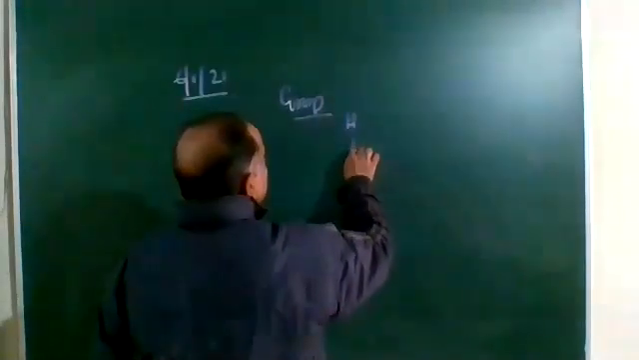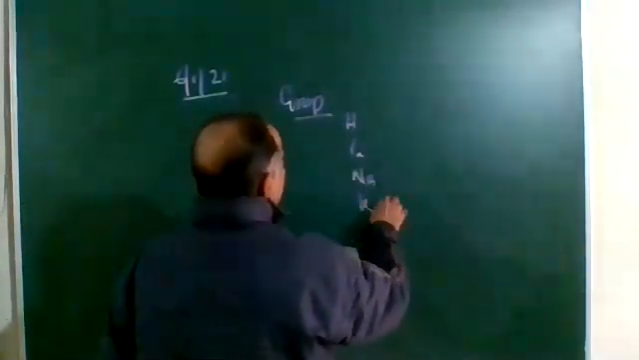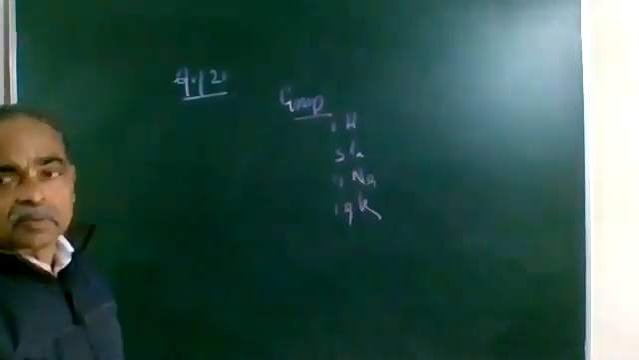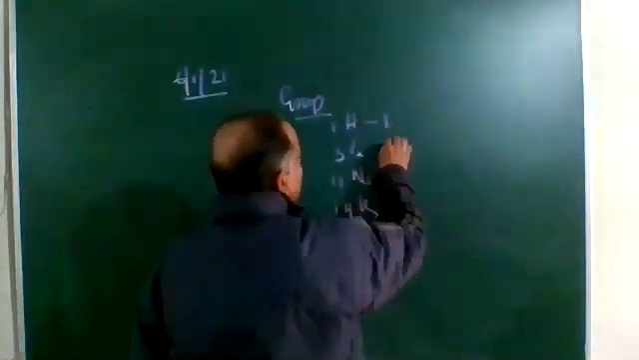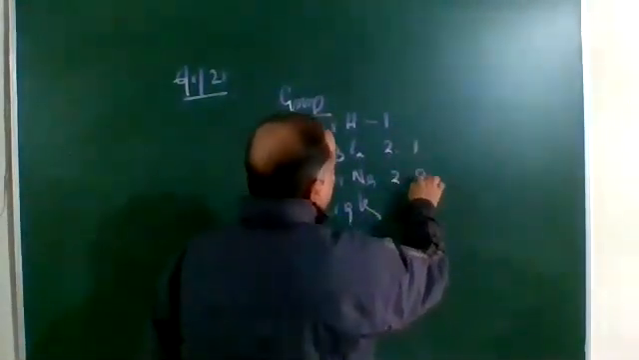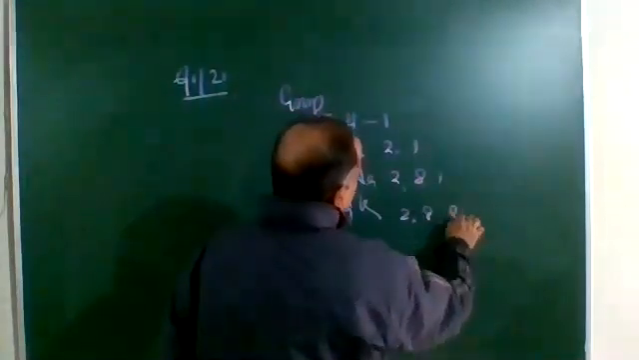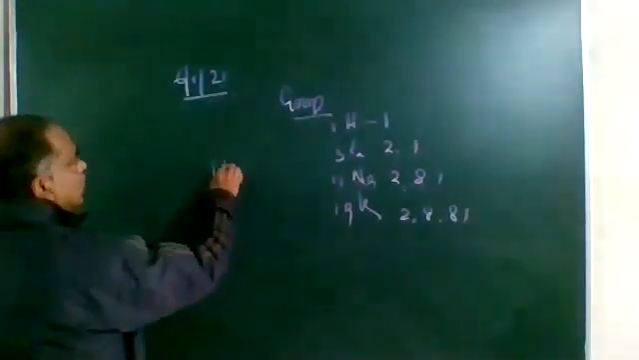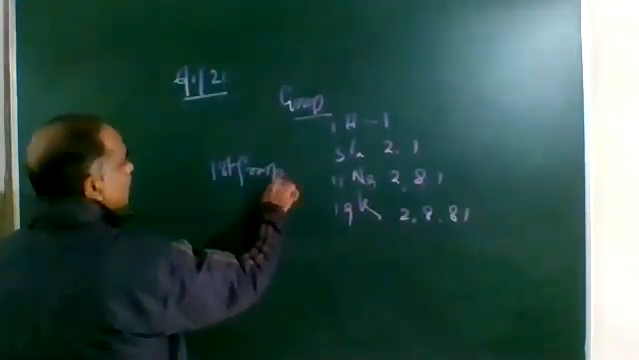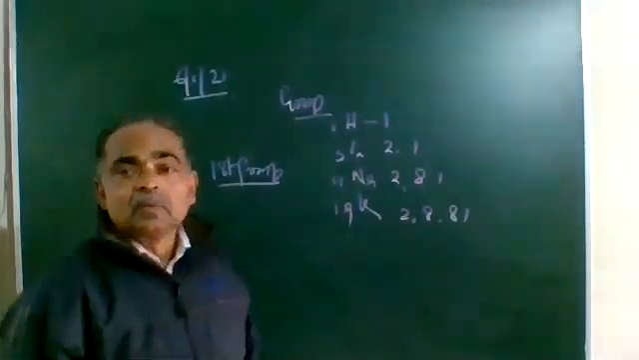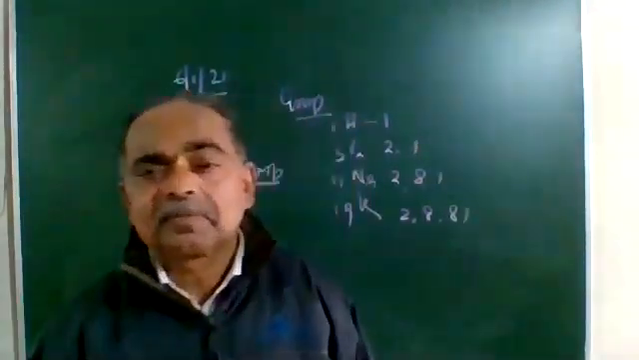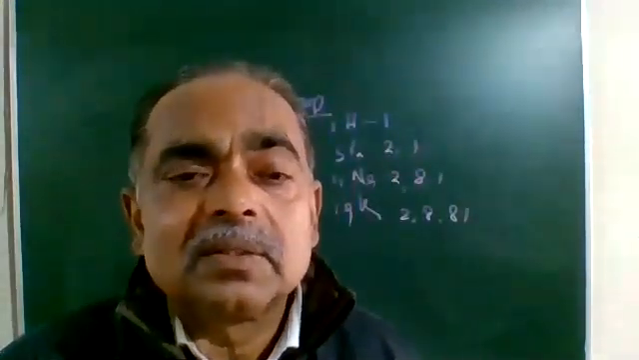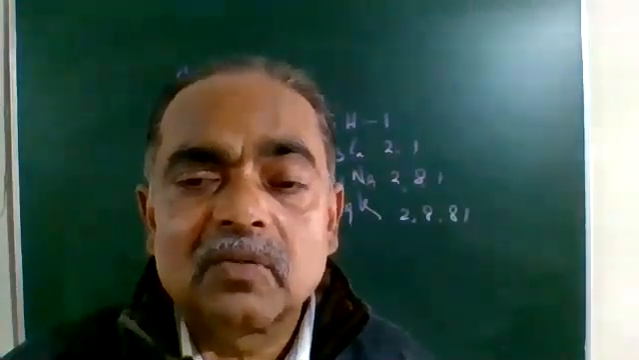So I have taken hydrogen, helium, sodium, potassium, and the atomic numbers are 1, 2, 3, 11. When we take the electronic configuration, hydrogen has one electron, sodium has 1 valence electron, and this belongs to the first group. So what does it mean? Since the valence electron, as I told you yesterday, is 1, it belongs to the first group.